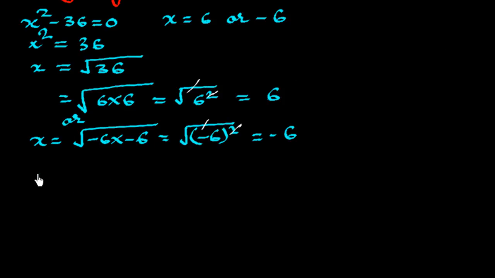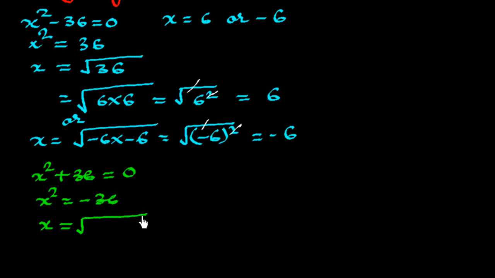But if we have to find out the square root of this expression, x square plus 36 is equal to 0, we use the same technique: we transfer this 36 to the other side, and it becomes minus 36. Now if we have to find out the square root of this, what will happen? We see x is equal to square root of minus 36. If we simplify this, we get here minus 6 into 6.